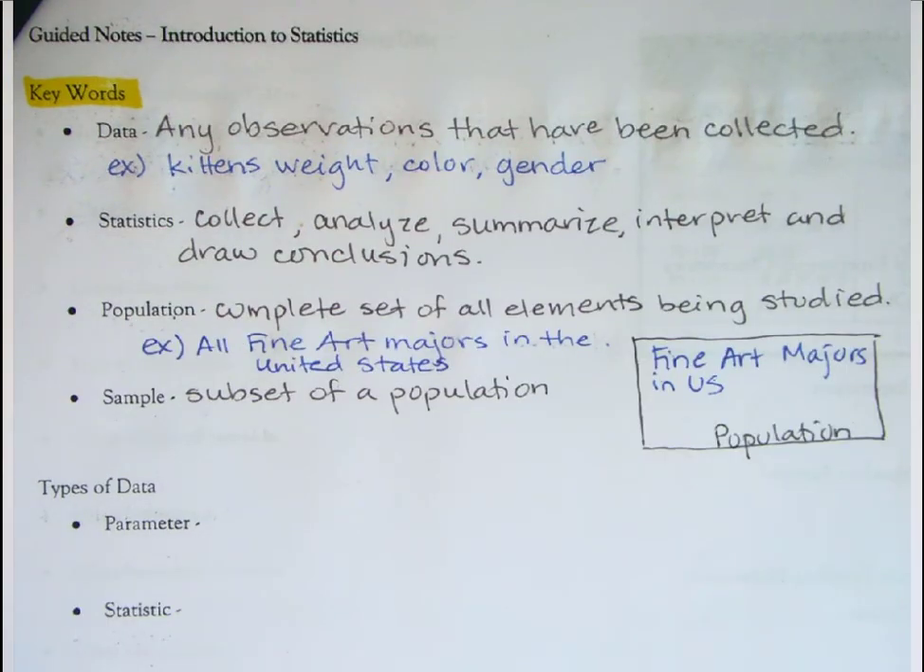An example would be all of the fine art majors in all of the United States. I don't have access to every single art major in all the United States. I can't ask them all a question, but I want to know information or draw conclusions about all of that population. I would need to take a subset of that population.